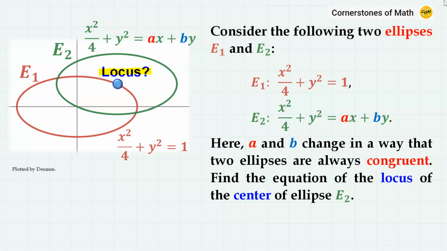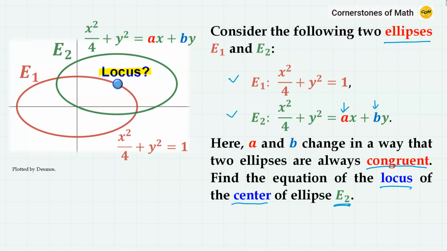Today we will solve the following problem. Consider the following two ellipses E1 and E2. Ellipse E1 is x squared over 4 plus y squared equals 1, and ellipse E2 is x squared over 4 plus y squared equals ax plus by. Here, a and b change in a way that the two ellipses are always congruent. Under this condition, find the equation of the locus of the center of ellipse E2.